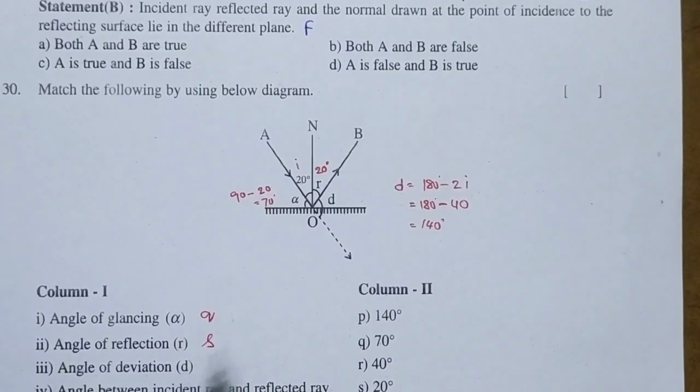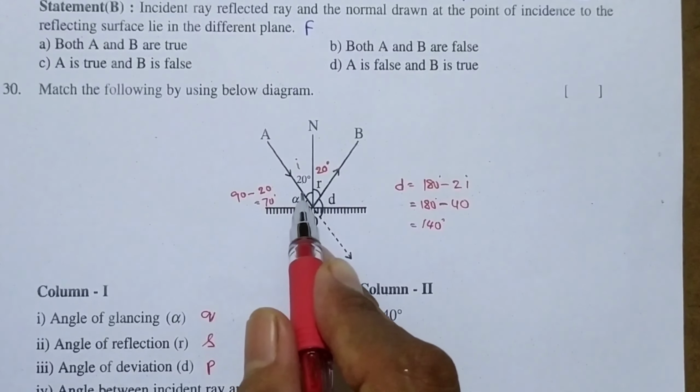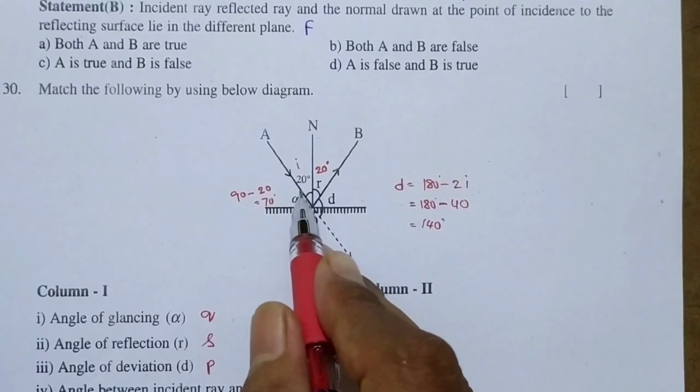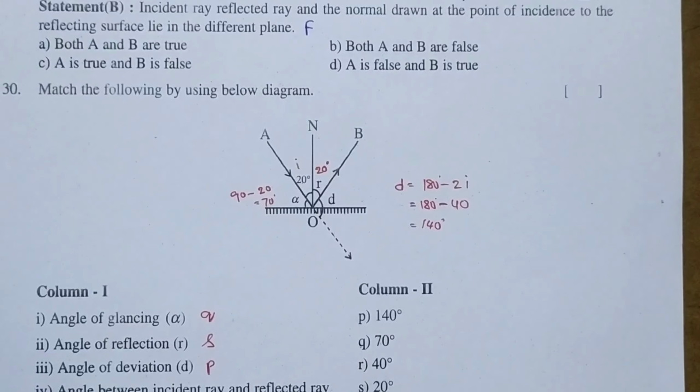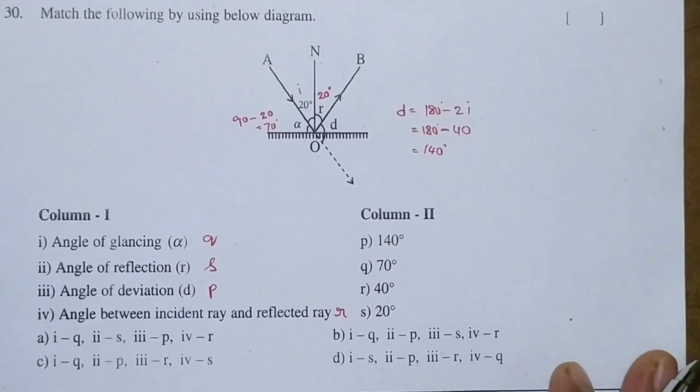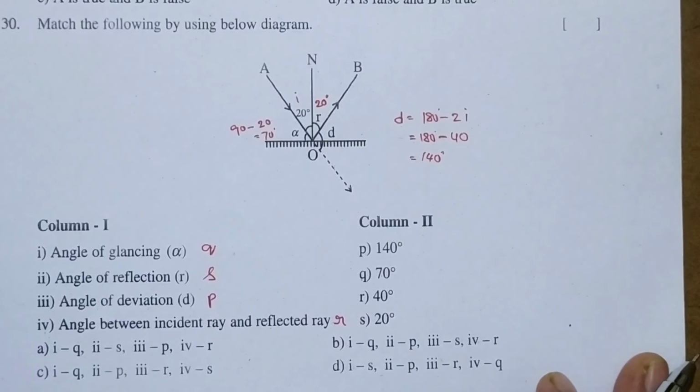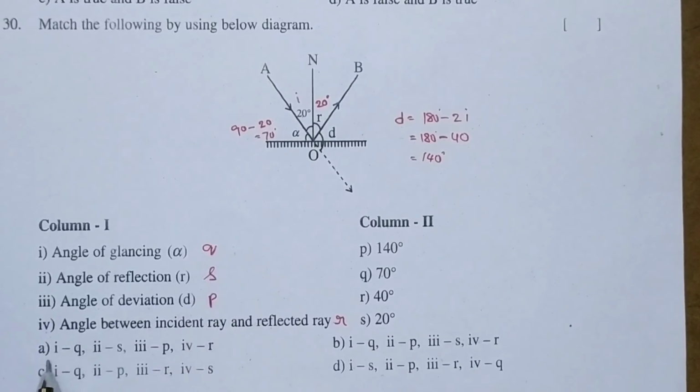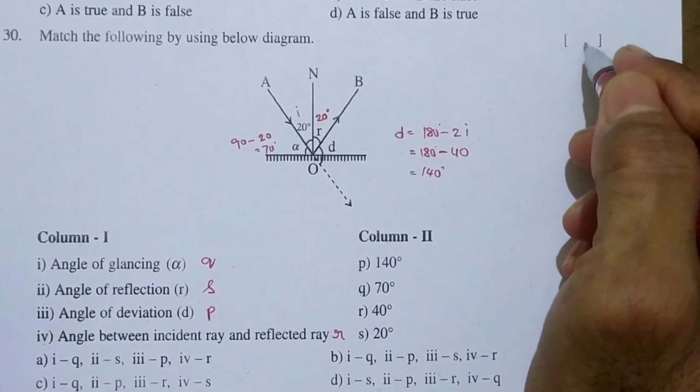Now the angle of deviation, that is D. Here we got 140. Here 140 is nothing but P. And last one, the angle between the incident ray and reflected ray. Incident ray and reflected ray. These are 20 plus 20, 40. Here 40 is R. Now let us see the options here. According to our options, first one Q, second one yes, third one P, fourth one is R. So option A is the right answer. Let us write here option A.